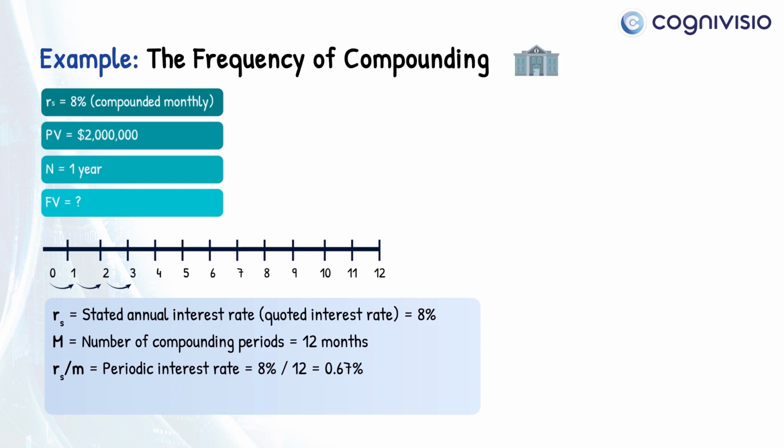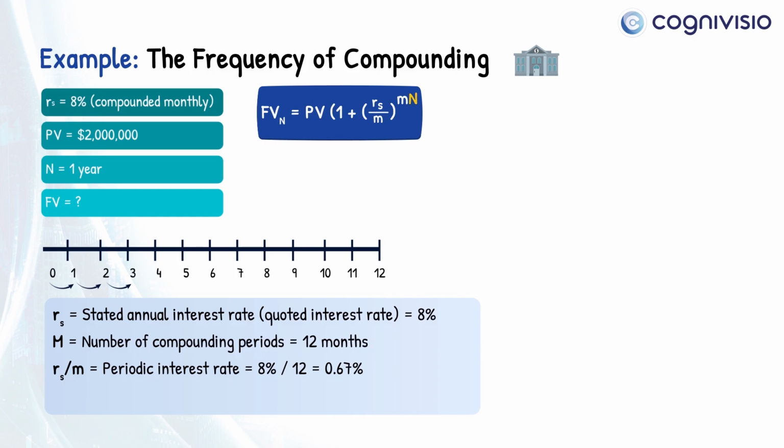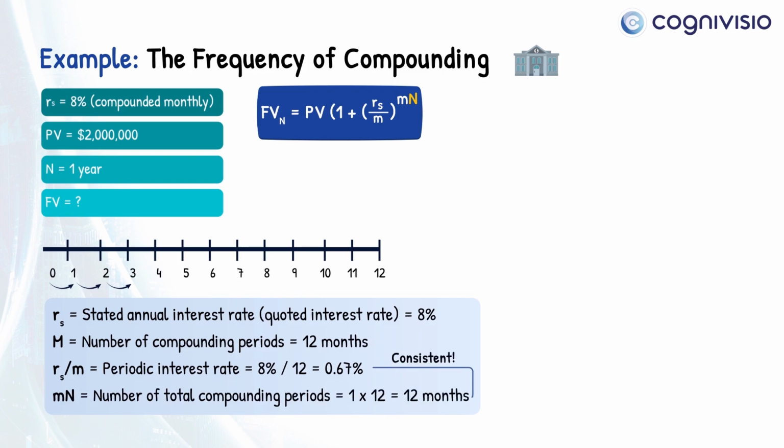So, if we want to calculate the future value, the formula to solve for FVN with compounding more frequent than annual becomes FVN is equal to PV multiplied by 1 plus the periodic rate, which is RS divided by M, to the power M times N, where N represents the number of years. RS over M represents the periodic rate, and MN represents the number of total compounding periods. Again, the periodic rate, RS over M, and the number of compounding periods MN must be consistent.